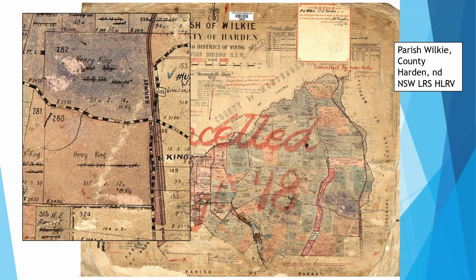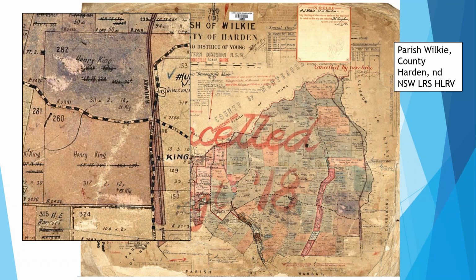This is an earlier copy of a parish map of the Parish of Wilkie, County Harden. So same map, just an earlier one. And you can see we've still got Henry King owning those two properties, but there's more information, some of which has been crossed out. So we can see there for portion 280, we've got CP 75.225, March 25th. So that tells us at the time that this map was drawn, this land was held as a conditional purchase, so it's not freehold at that stage.